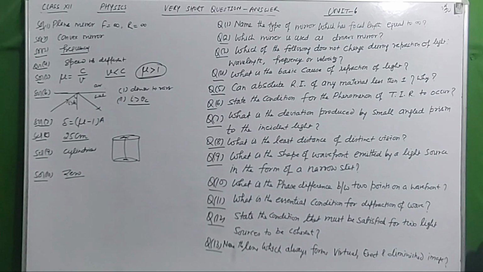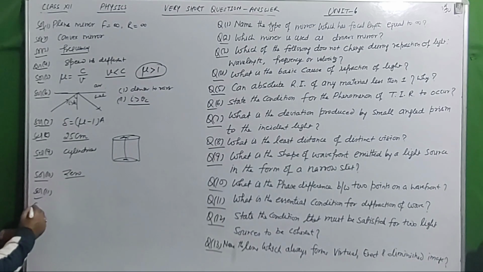Next, what are the essential conditions for diffraction of light? Diffraction of light occurs when light suffers deviation in its path when falling on a sharp edge. It means the size of the obstruction should be of the order of the wavelength of light used.